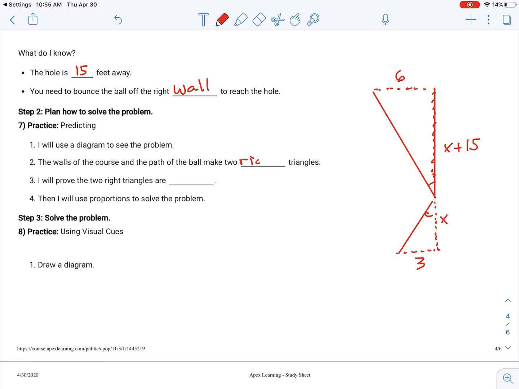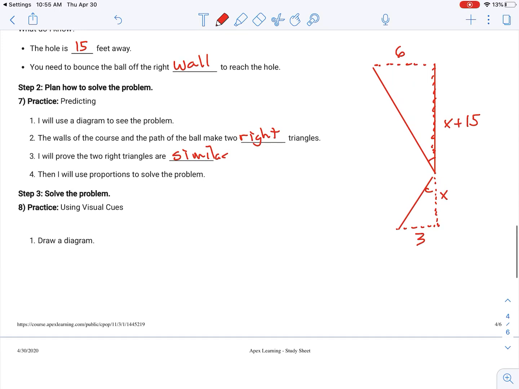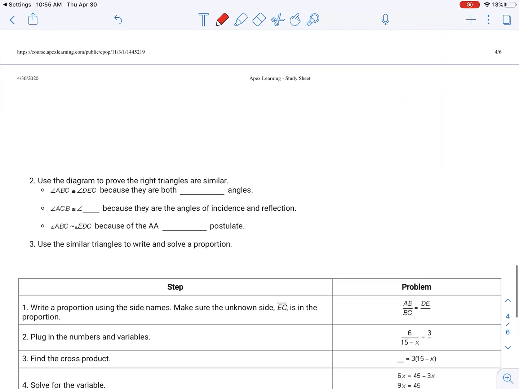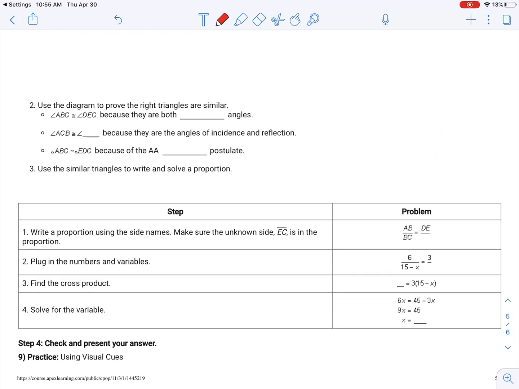And then it says they make 2 right triangles, and we need to prove that they are the same shape or similar. I will use proportions to solve the problem. Okay, so what do we know? Well, I need to prove that these two are actually similar. So, okay, it gives us a clue here.